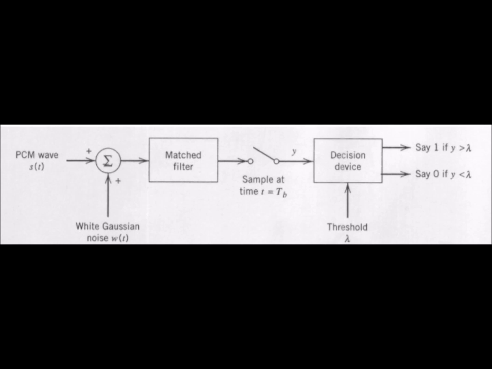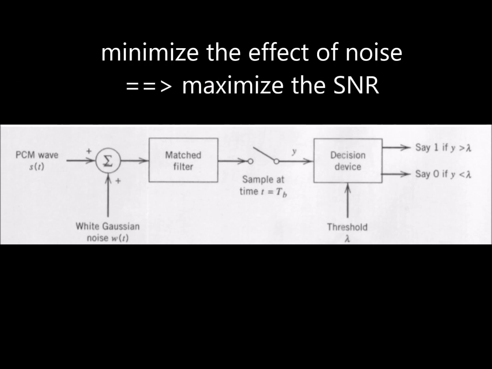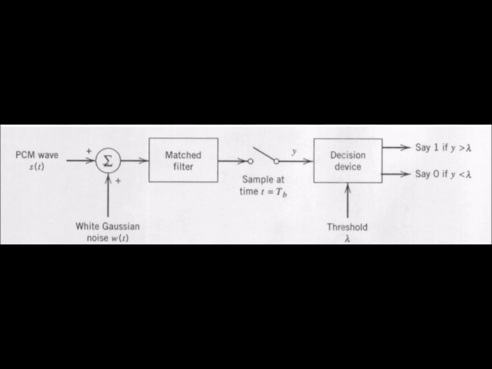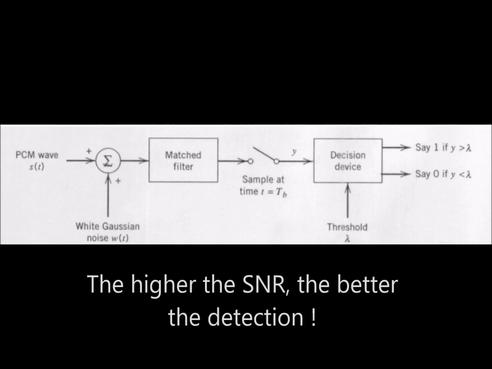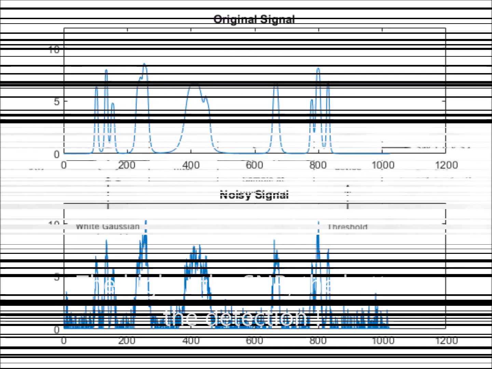The matched filter is placed before the sampling process. It is a filter that processes the received signal to minimize the effect of noise. Hence, it maximizes the signal-to-noise ratio of the filtered signal. The signal-to-noise ratio, or SNR, compares the level of the signal to the level of the noise. The higher the SNR, the better the detection.